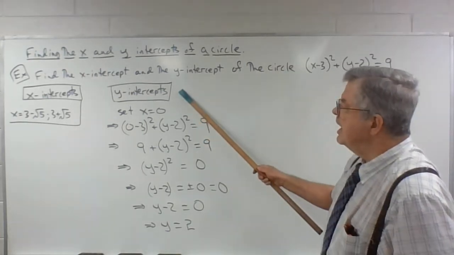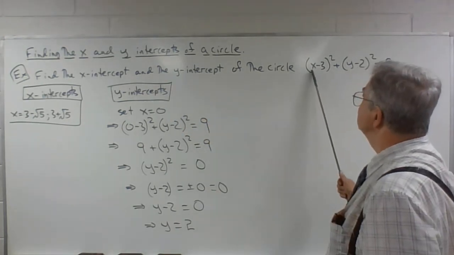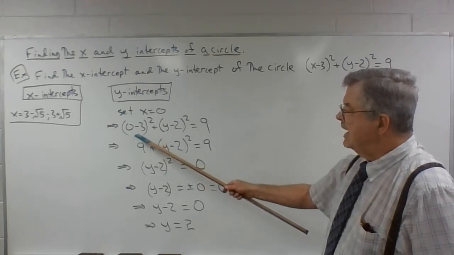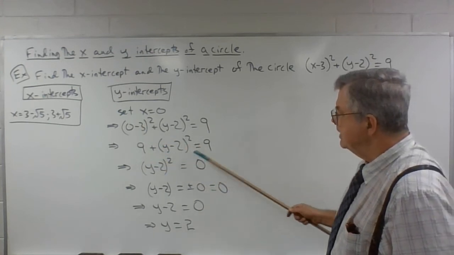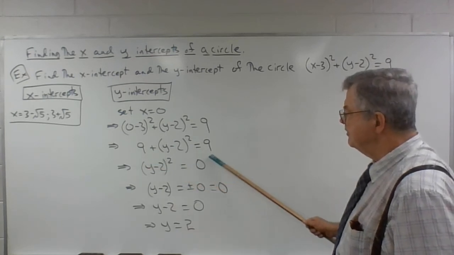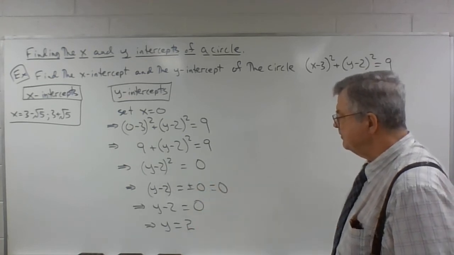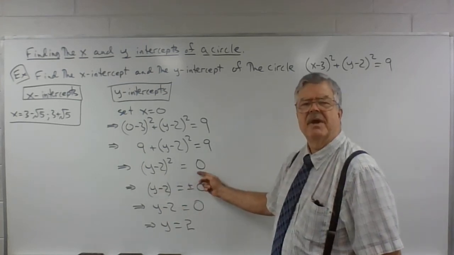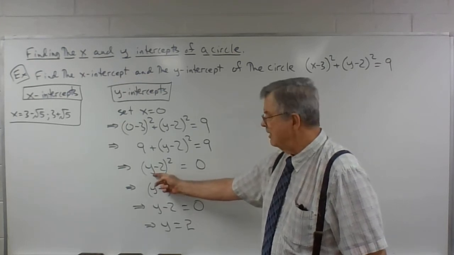Let's do this again. The y-intercepts, we set x equal to 0. So x is 0. We have negative 3, we square it, that's 9. Plus (y minus 2) squared is 9. And then we subtract 9 from both sides and get (y minus 2) squared equals 0. I have something squared that's equal to 0. The only way that that's possible is if the thing that I'm squaring is also 0.